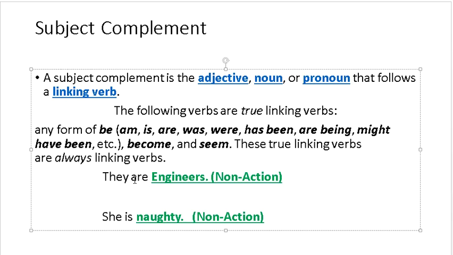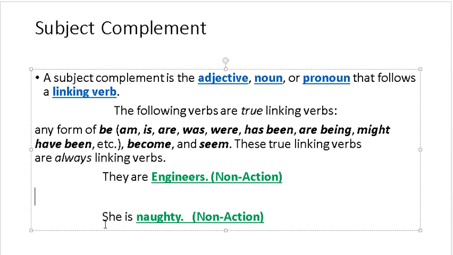This is the clarity that I want to give you, and it is linked with the previous lecture. Now let's discuss these sentences. They are engineers. This is a non-action sentence, and engineers is a complement that we have discussed. It is necessarily required in this sentence. They are is not a complete sentence, and this is a non-action sentence as well. Now engineer is a noun, and here we have used a noun as a subject complement.